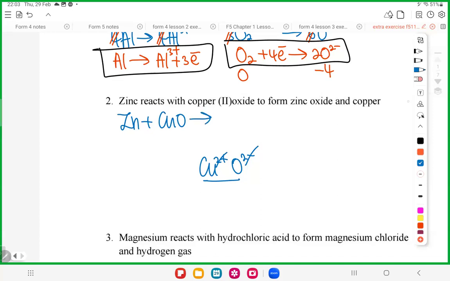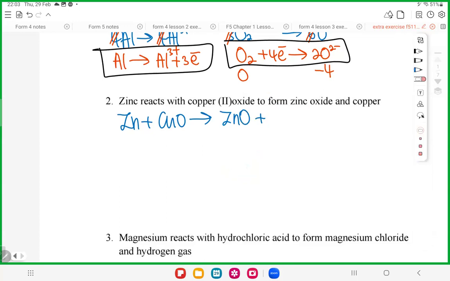So next one, we will get zinc oxide. How to get the formula? Zinc, Zn2+, oxide, O2-. They have the same charge, cancel out, ZnO. And after that, we get another product, which is copper. Copper is Cu. So we already get a balanced chemical equation, isn't it?